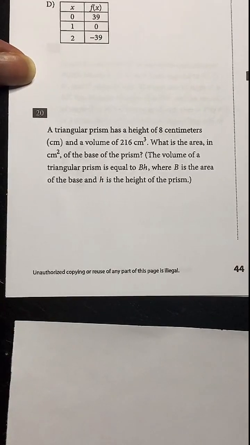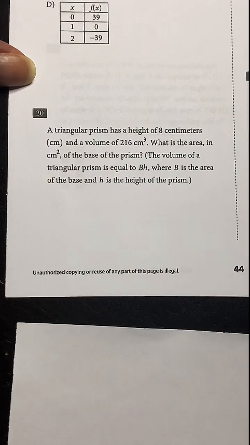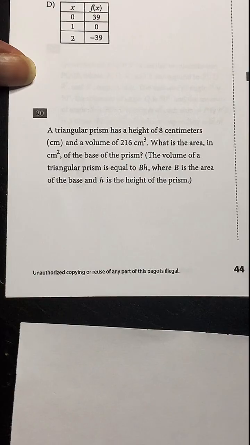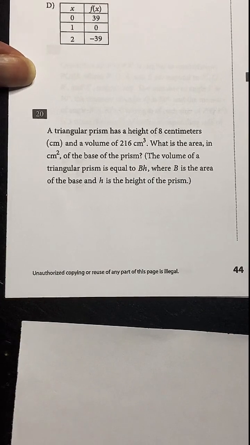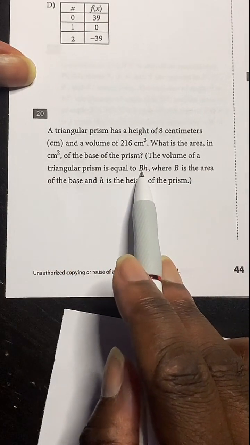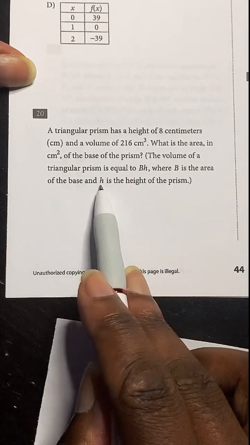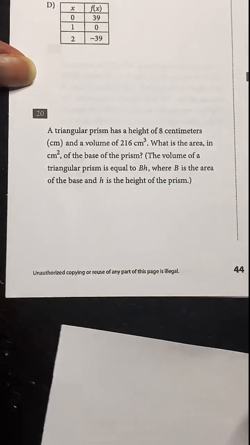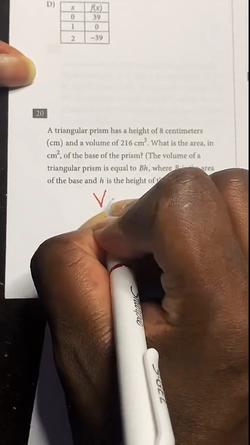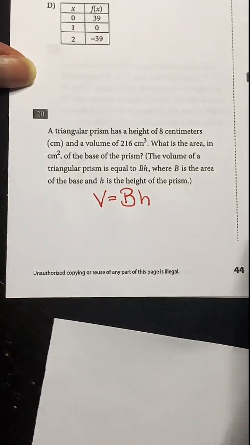A triangular prism has a height of 8 centimeters and a volume of 216 cubic centimeters. What is the area in square centimeters of the base of the prism? They gave you the volume of a triangular prism is equal to the area of the base times the height. B is the area of the base and H is the height. Let me write out the formula for you. It's area of the base times the height.